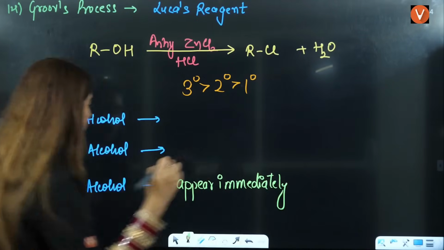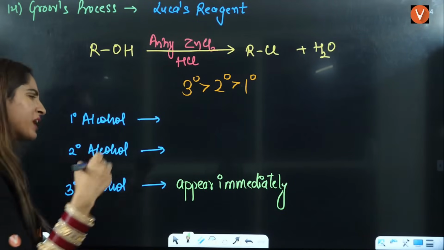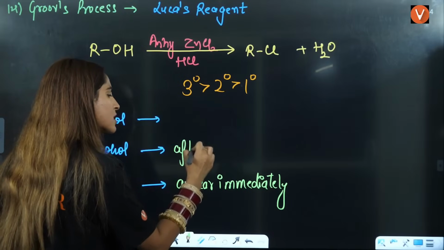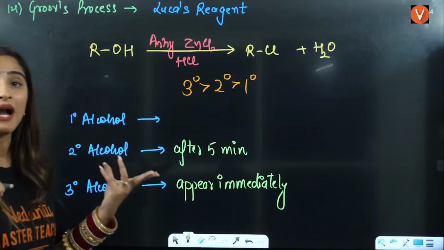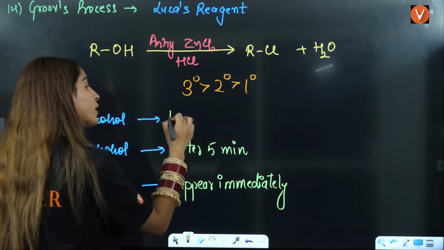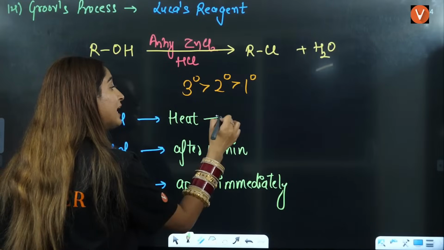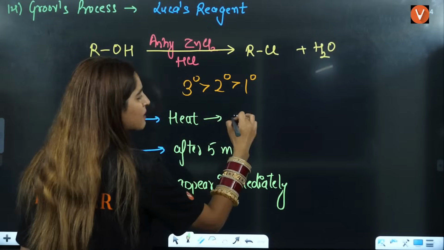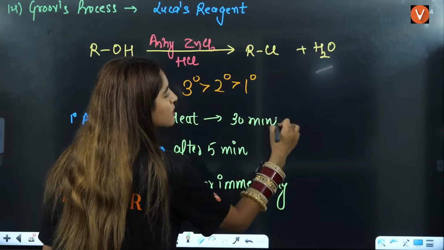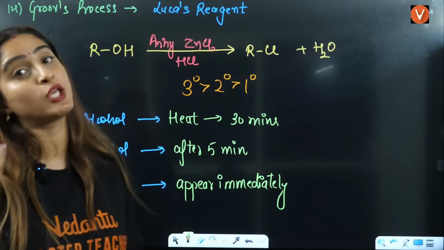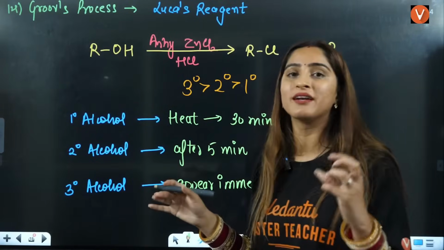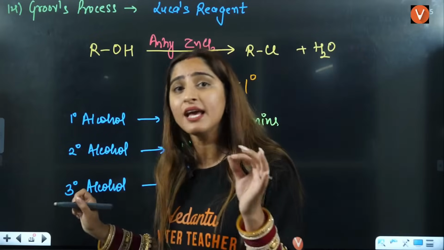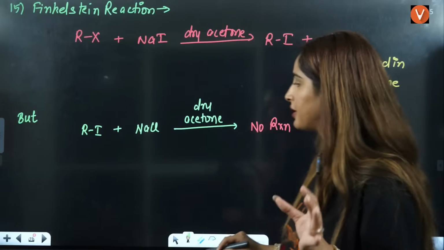If you talk about 2 degree, it will appear after 5 minutes. But what about 1 degree alcohol? You have to heat it. Even after prolonged heating, maybe after 30 minutes, you will see some turbidity. So that is how you can distinguish 1 degree, 2 degree, 3 degree alcohol using Lucas reagent.